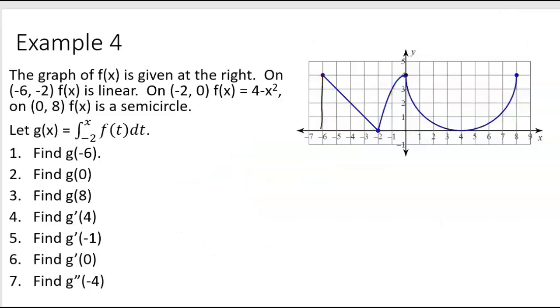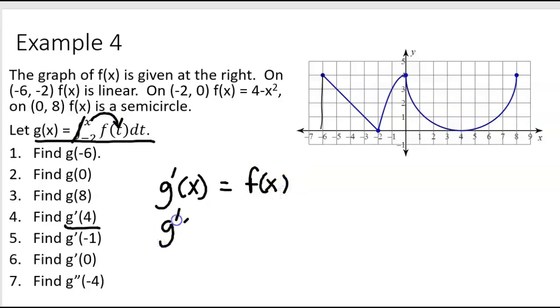Let's go ahead and take a look at g prime of 4. Now notice there's a change now. We're talking about a derivative. So g prime of 4. Well, the first thing I want to do is find g prime. So what is g prime? Well, using the second fundamental theorem of calculus, if you take the derivative of an integral function, the integral goes away and the x drops in, and you just end up with f of x. So g prime of 4 is f of 4. And that's basically just the y value on this graph when x equals 4. What's the y value when x equals 4? 0.